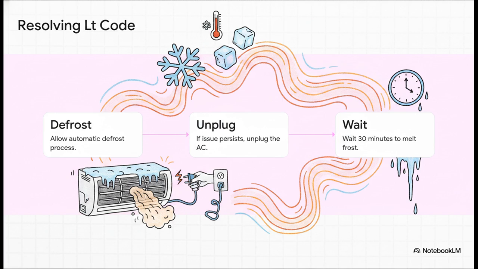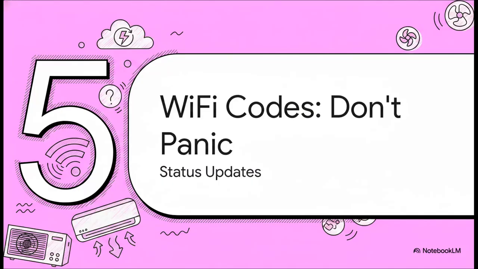Ice actually builds up on the internal coils, but the AC is smart enough to stop blowing air and initiate a frost protection defrost cycle. Unplugging it for a half hour is usually all it takes to melt that ice, reset the appliance, and get it working perfectly again.